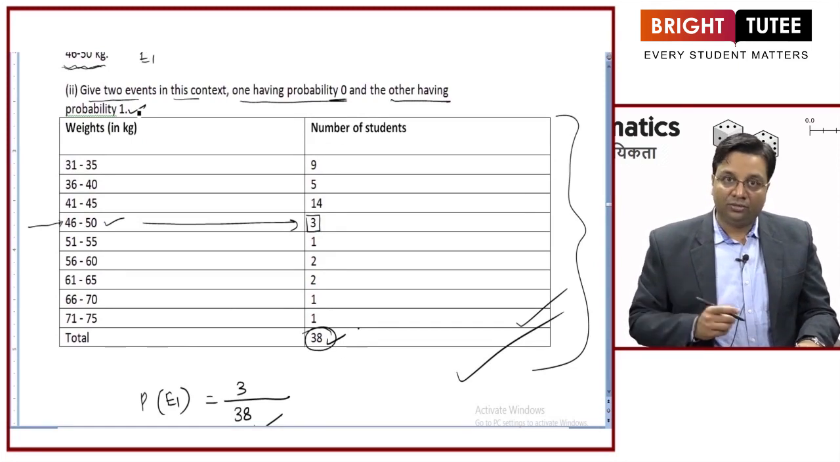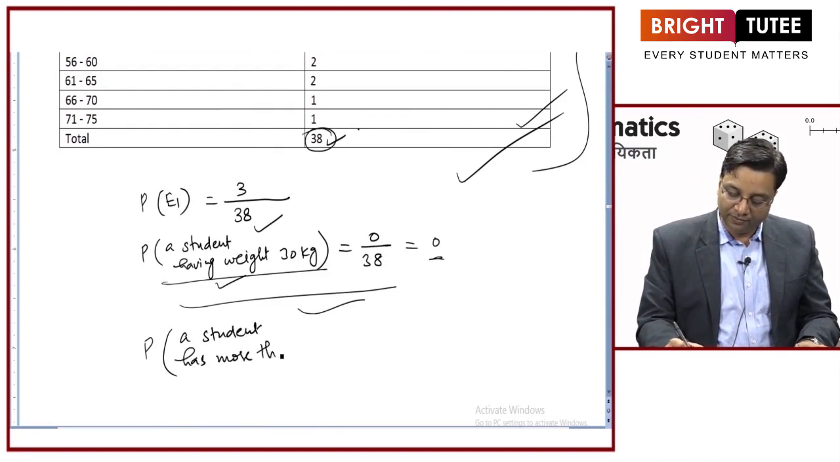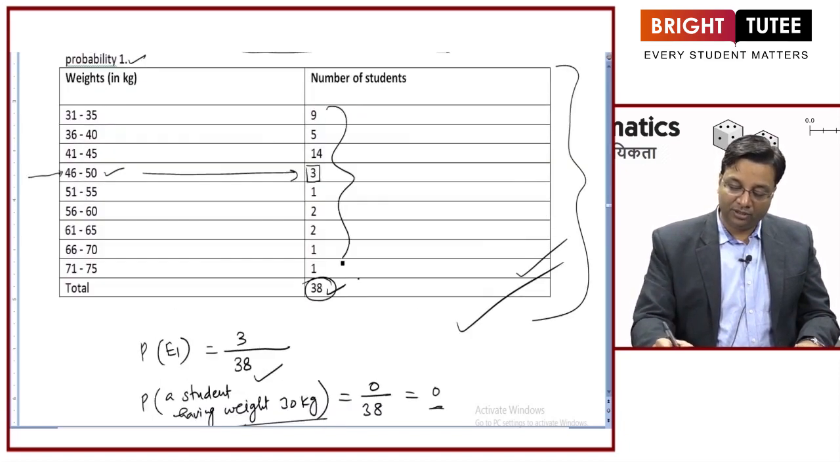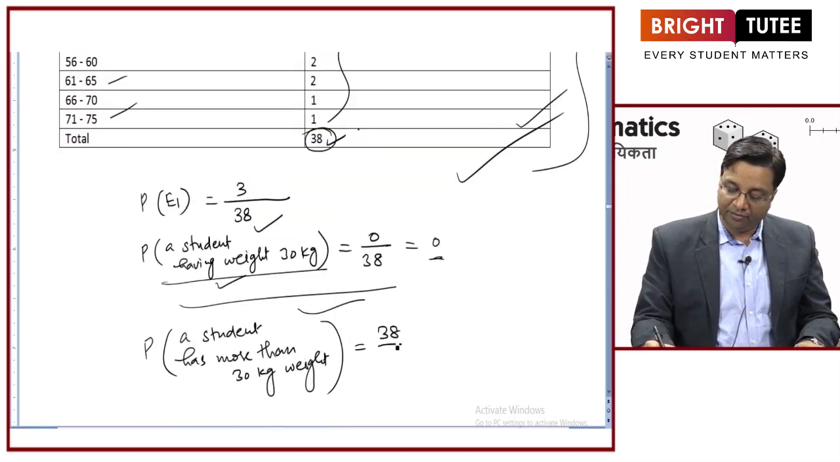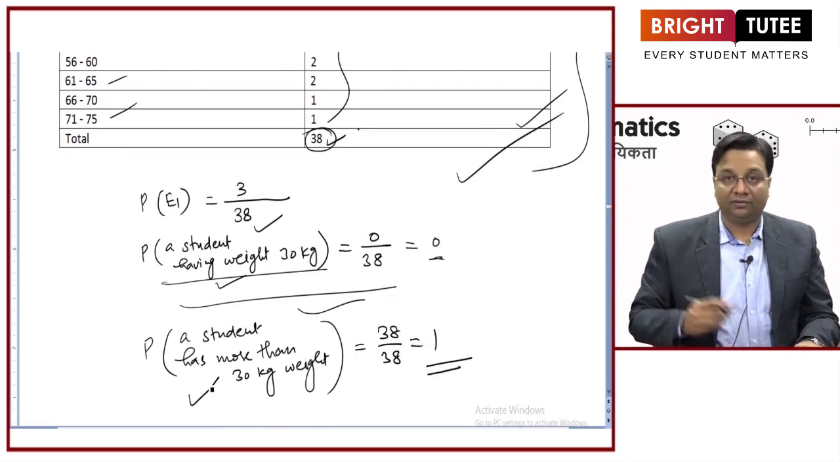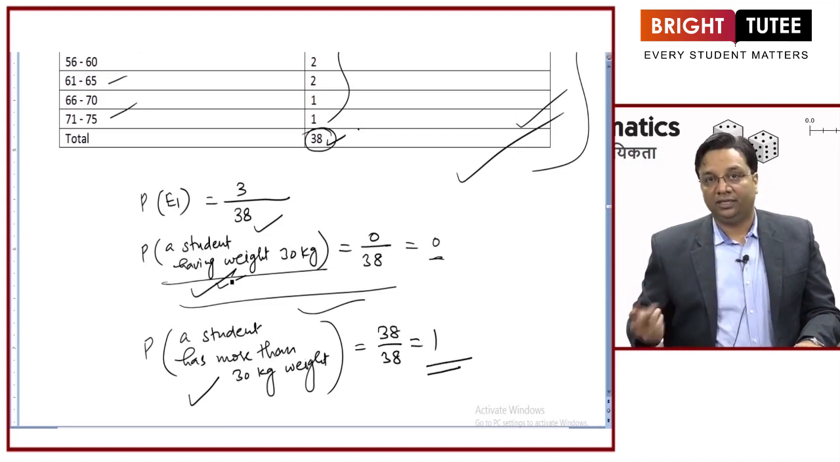Out of these 38 students, if I say probability that a student has more than 30 kg weight, it will be equal to all these 38 students have more than 30 kg weight. So 38 by 38, and it will be equal to 1. So this is an event for which the probability is 1. This is the event for which the probability is 0.